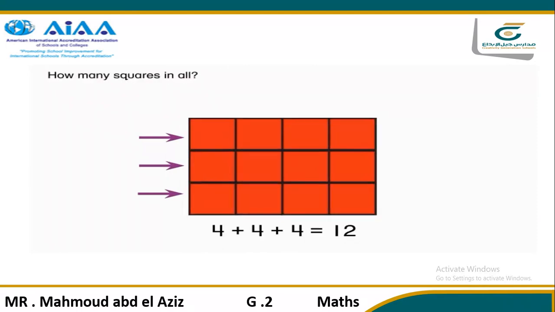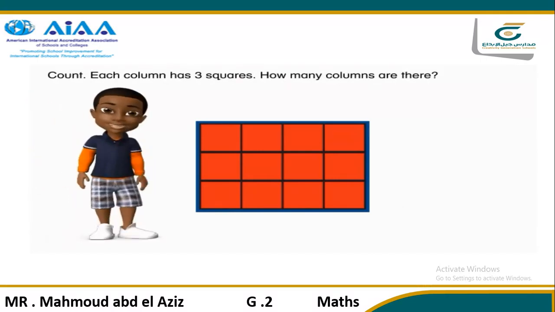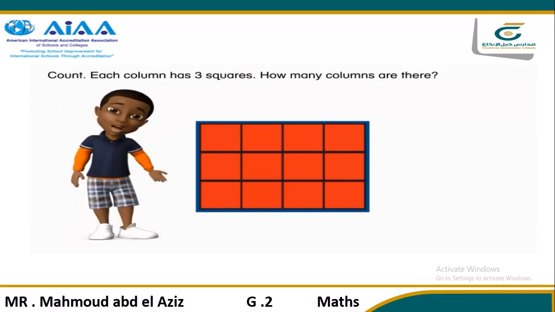How many squares in all? 4 plus 4 plus 4 equals 12. There are 12 squares in all. There is another way to count the squares.